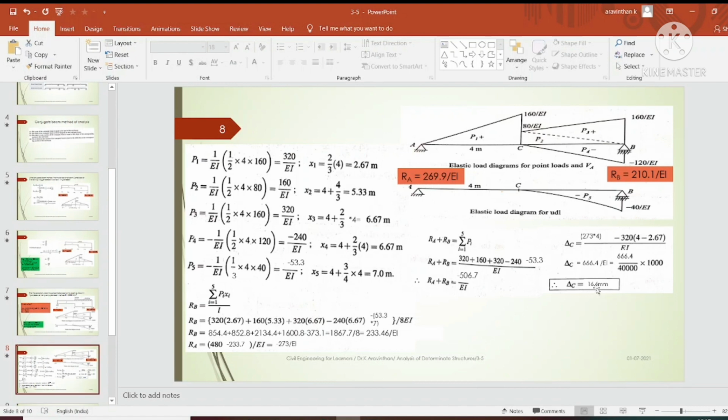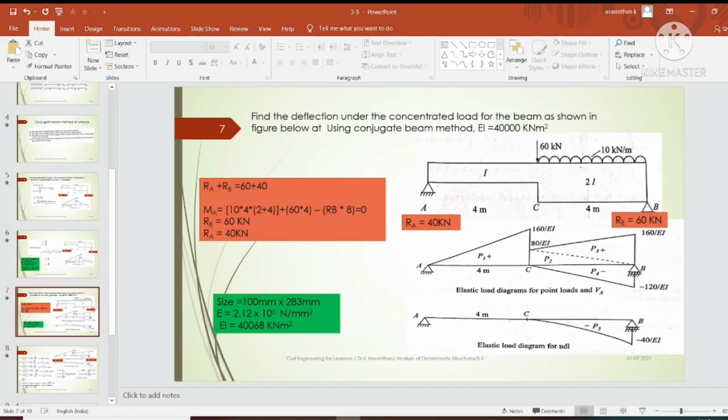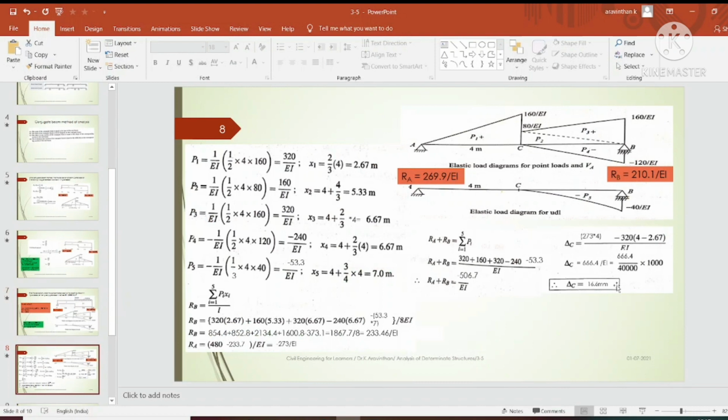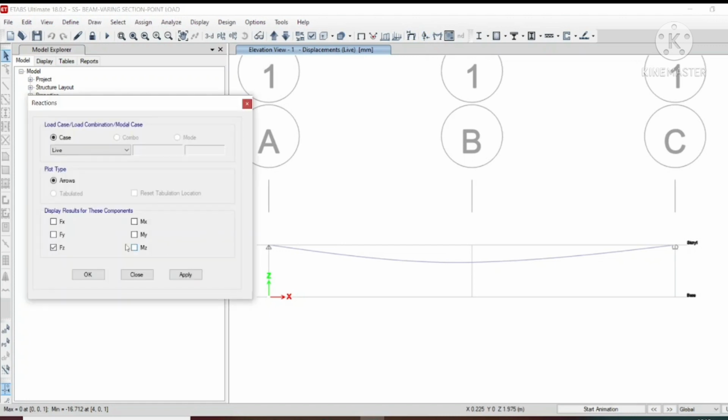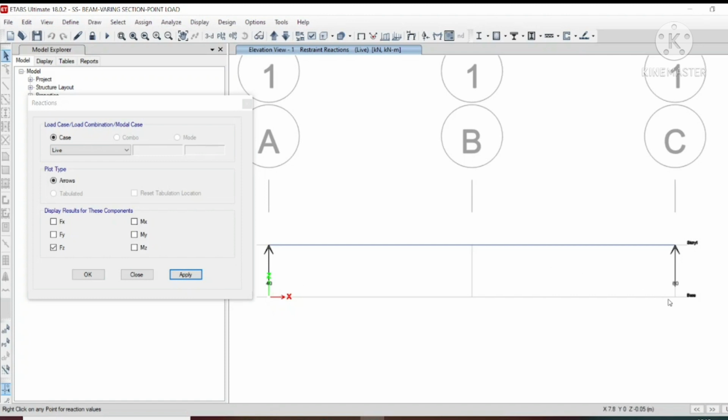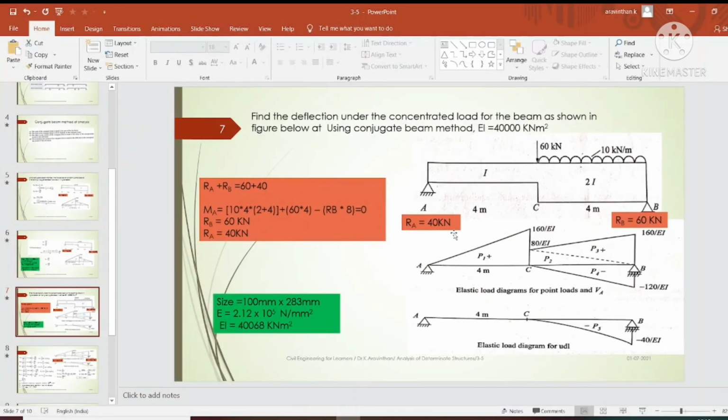So nearly both the answers are the same, even though we had a slight flexural rigidity difference, that is, 68 kilonewton meter squared has been increased. So the deflection is slightly decreased in our problem. And let us check the reaction. We got 40 and 60 as our reaction, and the same 40 and 60 we are receiving here.